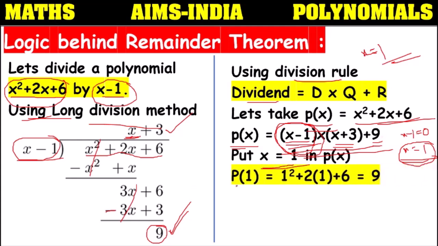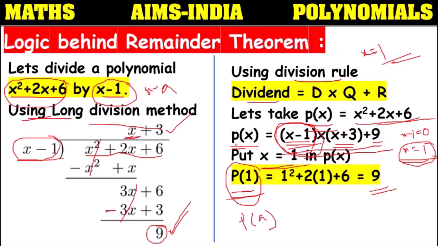So that's why we are taking x equal to 1 in the place of p of x. So then what happens? P of 1. If we calculate p of 1, so 1 square, 2 into 1 plus 6 equal to 9. So p of 1, whose value is 9, is considered as the remainder. Now according to the remainder theorem, if p of x is divided by x minus a, then the remainder will be p of a. In this case, it is divided by x minus 1, so that's why the remainder is p of 1. This is the logic behind the remainder theorem.